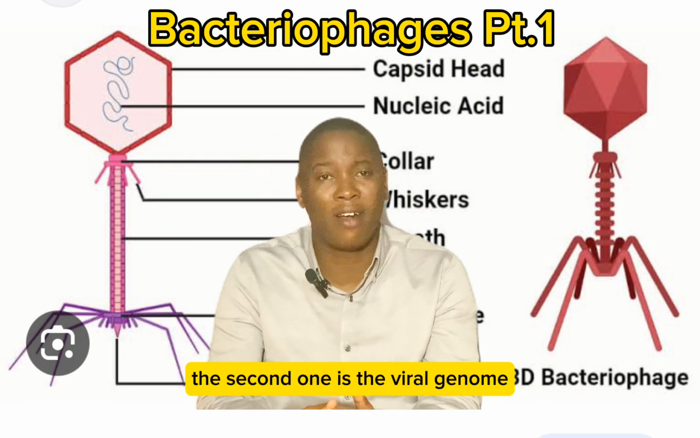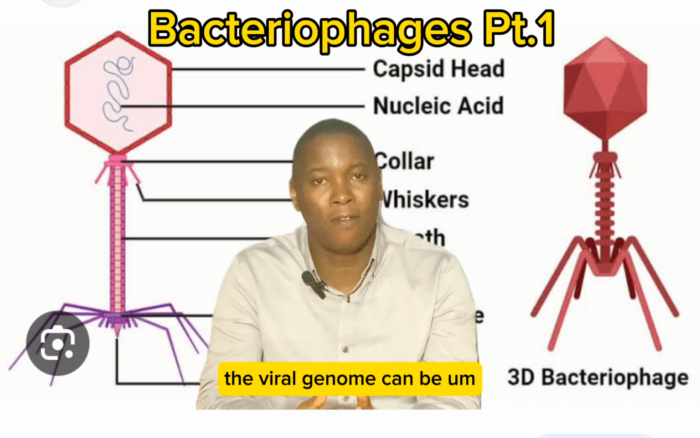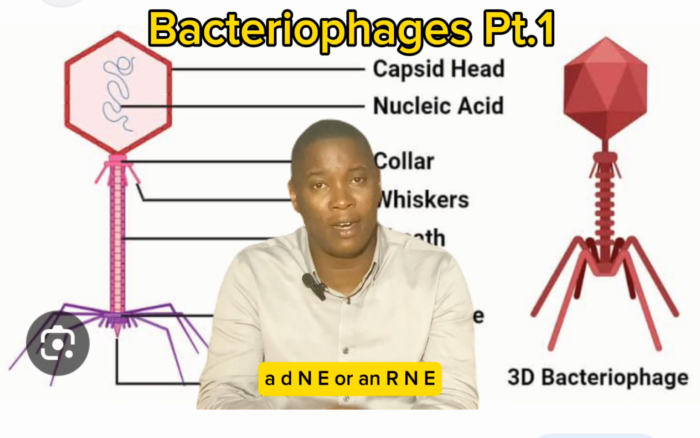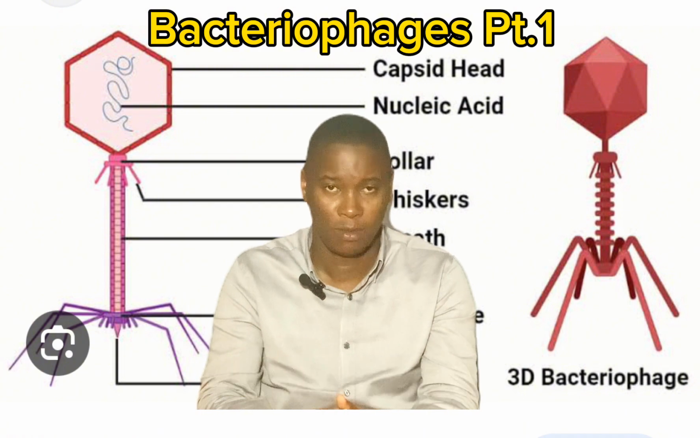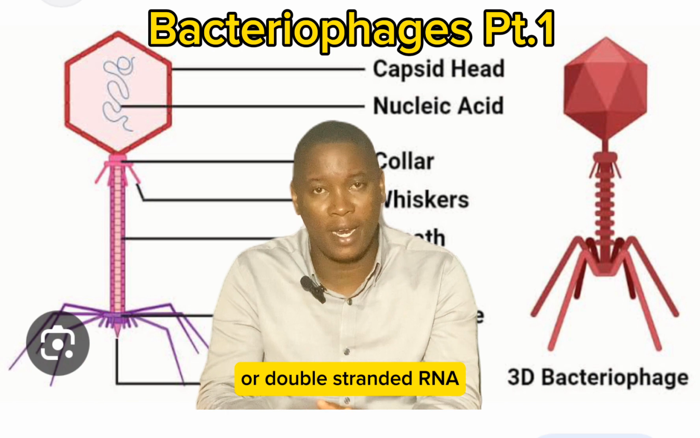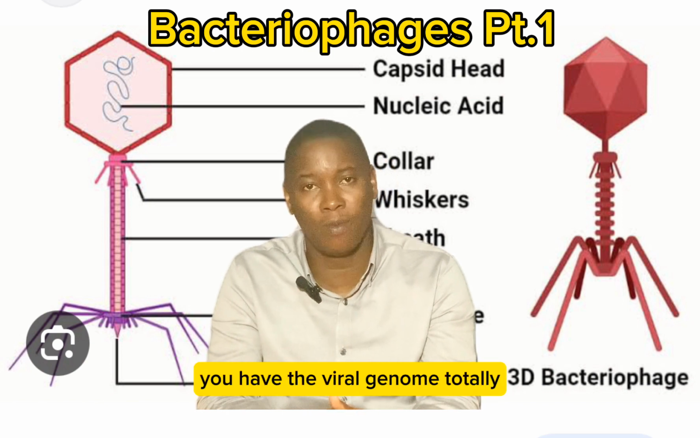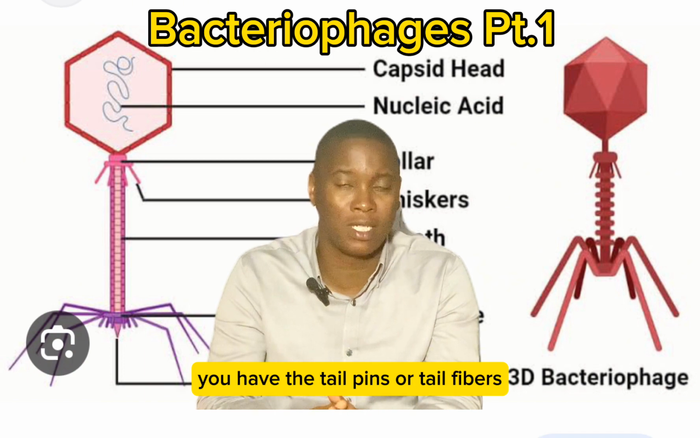The second one is the viral genome. Like I said before, the viral genome can be DNA or RNA, and it could be single-stranded DNA or double-stranded DNA, single-stranded RNA or double-stranded RNA. So that is the viral genome. So you have the capsid, you have the viral genome. Thirdly, you have the tail pins or tail fibers.